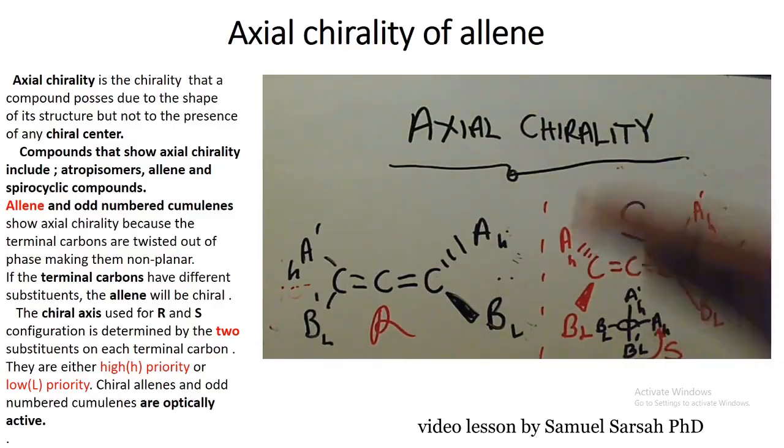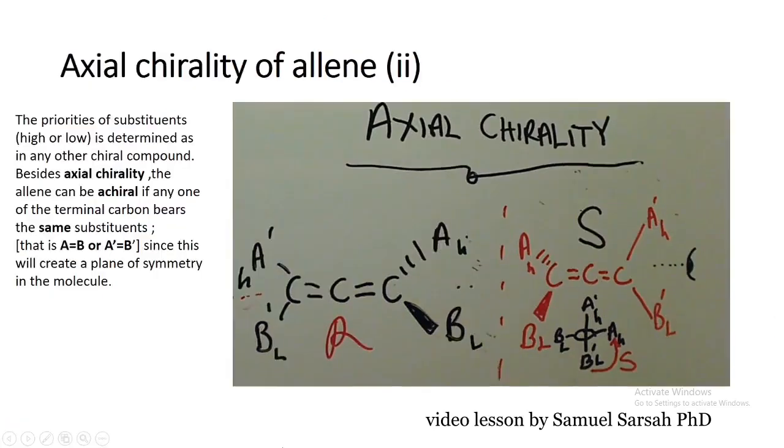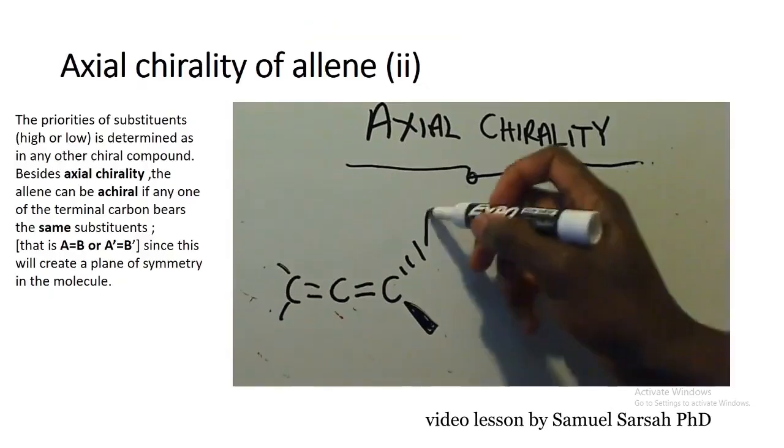So this molecule is chiral, but it doesn't have a chiral center. It's chiral because of the way it's twisted. So we will do more examples. Okay, so I wanted to try with specific examples.